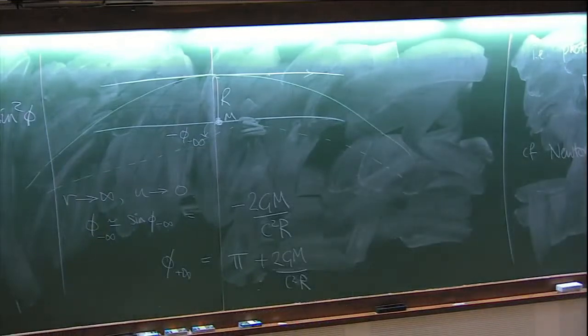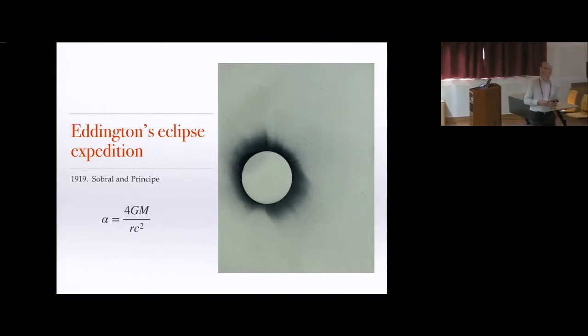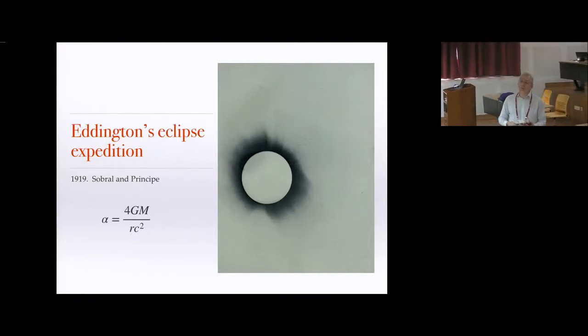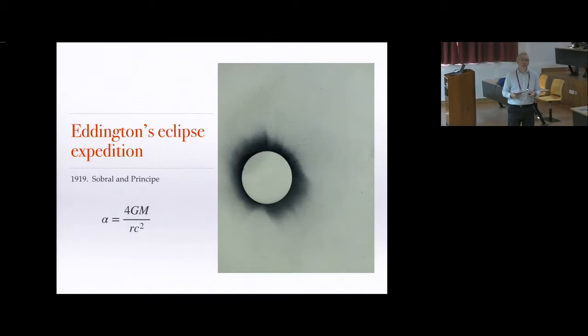As you're aware, the difference between these 2 calculations allows a test which was famously done in 1919 by Eddington's experiment to Sobral and Principe off the coast of Africa. This is one of the original plates. You can see a couple of stars which are marked here. This is the sun obscured by the eclipse, so that you can see the stars behind. By comparing measurements of the positions of the stars before and after the passage of the sun in front, you can make the calculations.